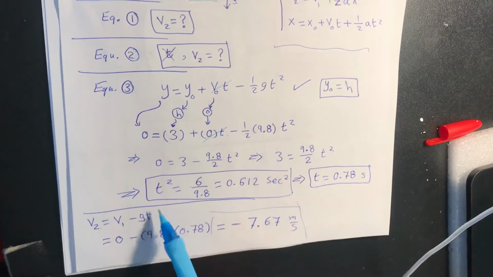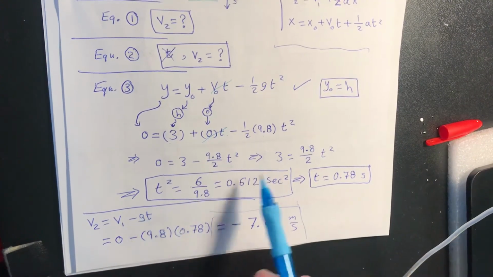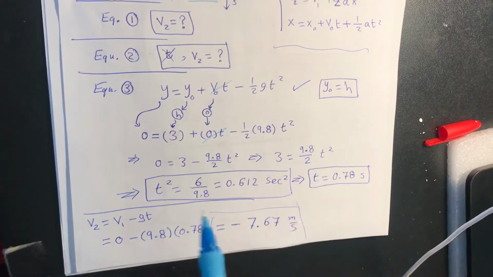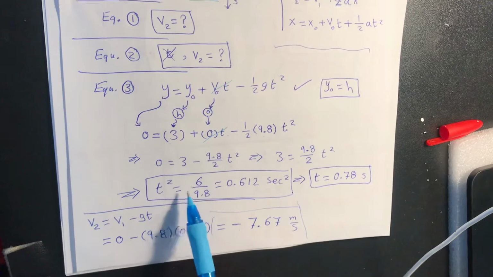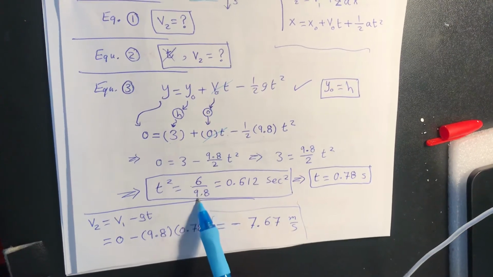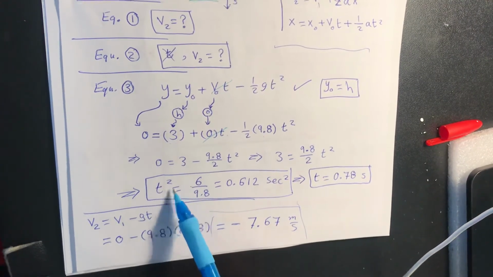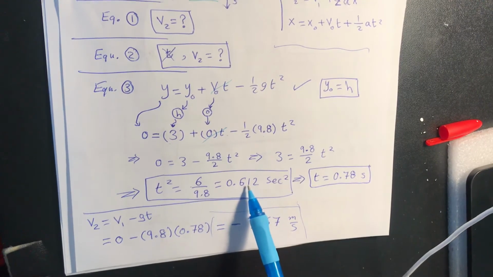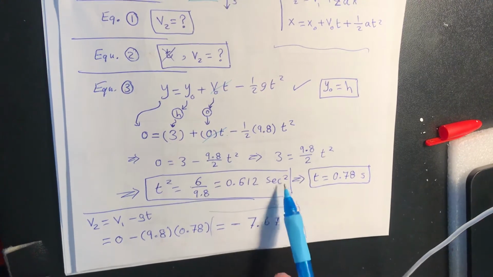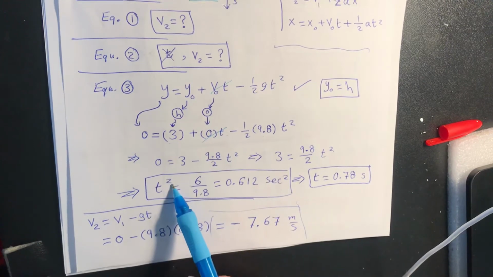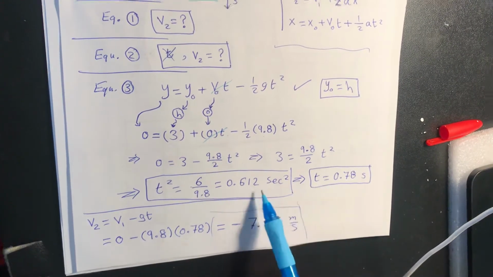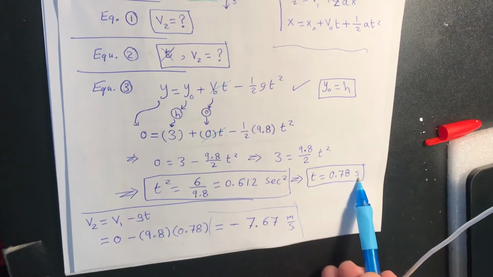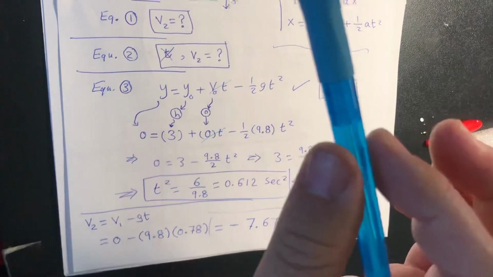Just reorder your equation. You will find that 3 is equal to half g t squared, so t squared is equal to 6 over g, which is 9.8. Then t squared will be equal to 0.612 seconds squared. We need t. t is the square root of this value, which is 0.78 seconds. This is the time to fall down.